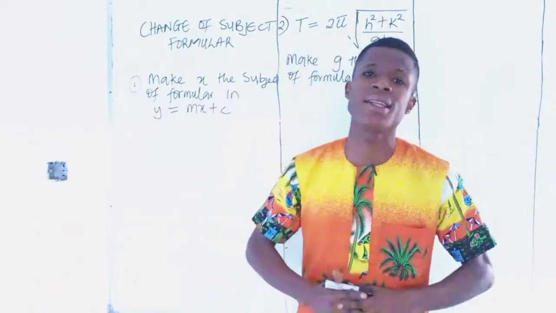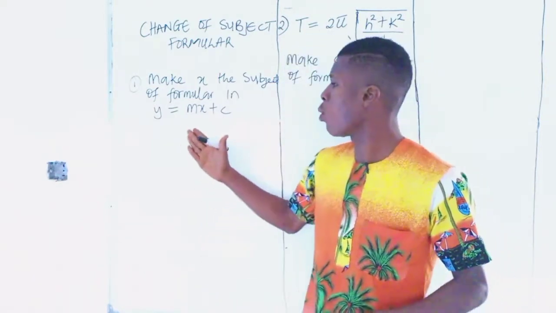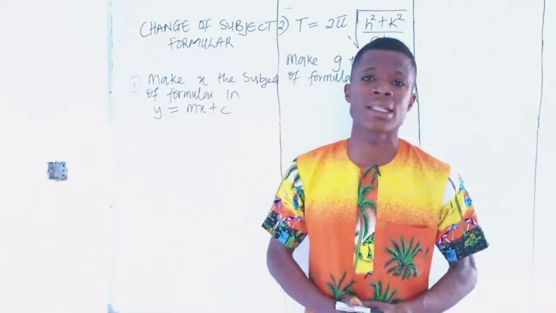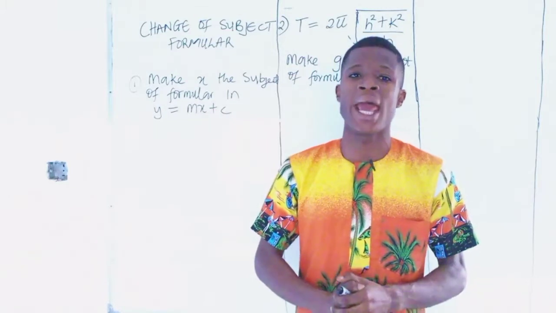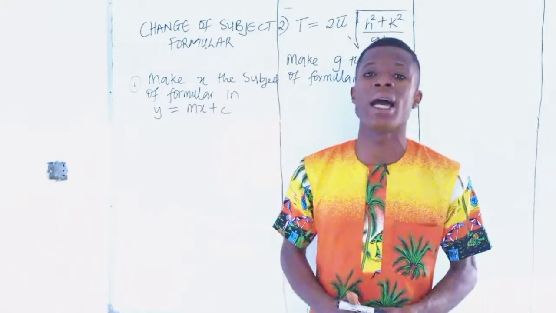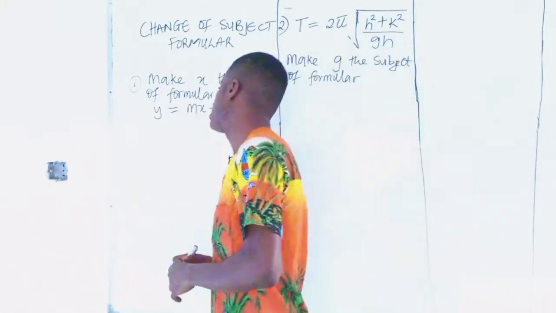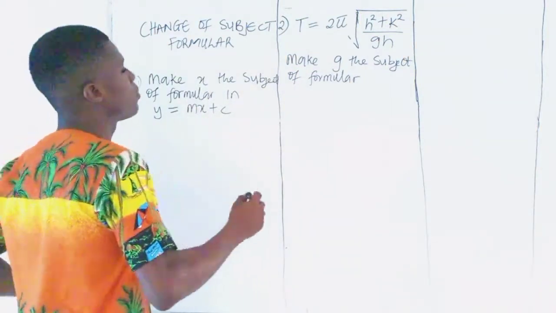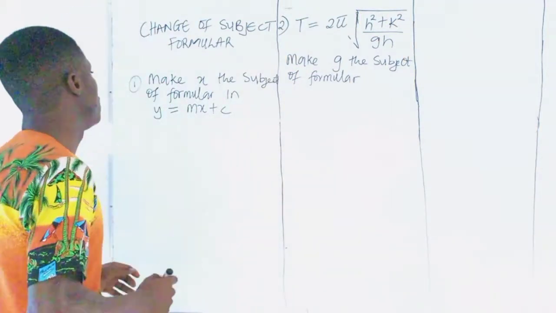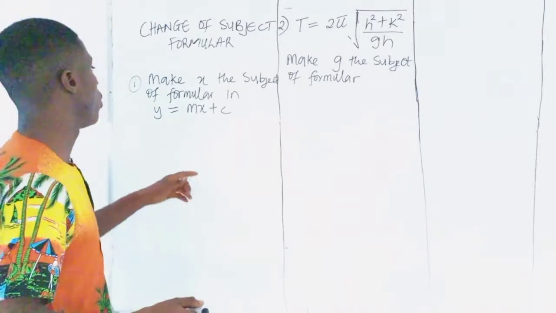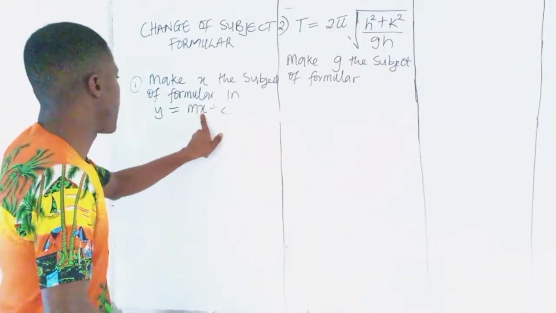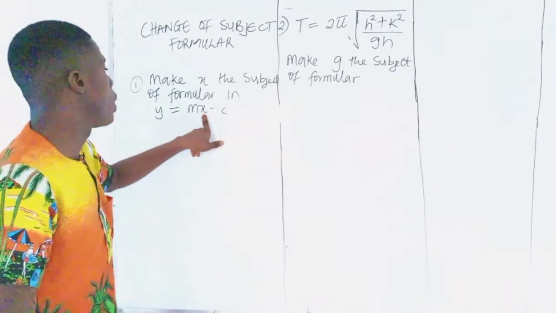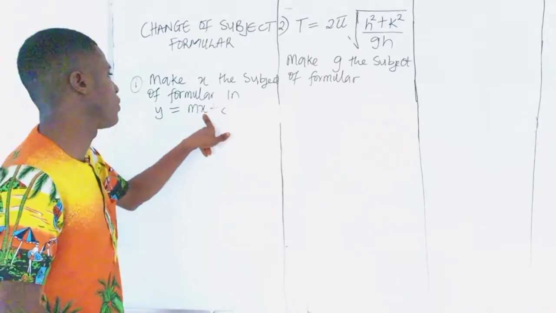So let's consider this first example: y is equal to mx plus c, and we are required to make x the subject of the formula in this equation. To solve this, I have to use my basic arithmetic operations. If you observe this equation, y is equal to mx plus c, my x is positioned here. So I'm required to make x the subject of the formula.